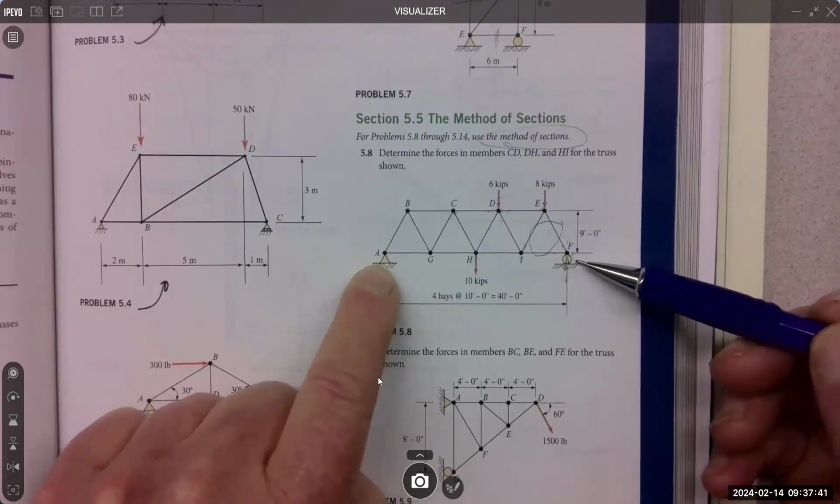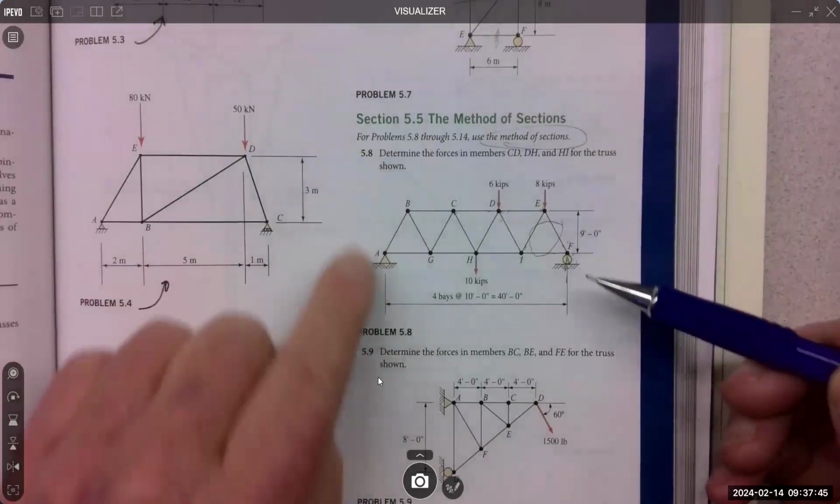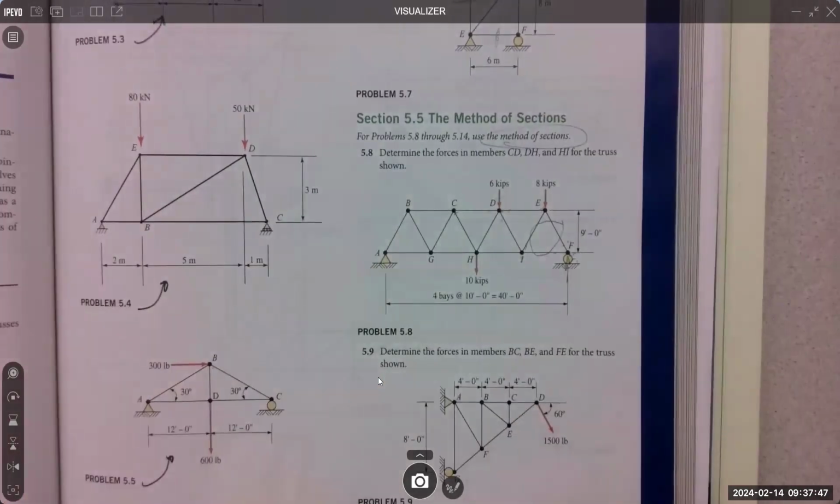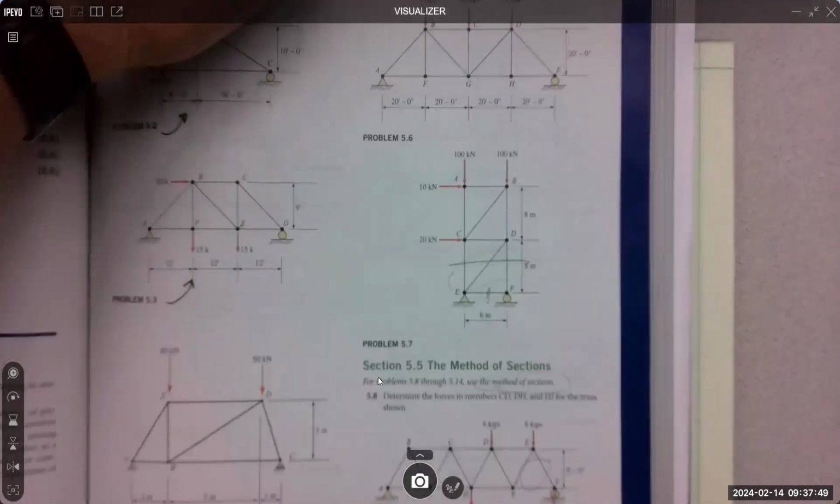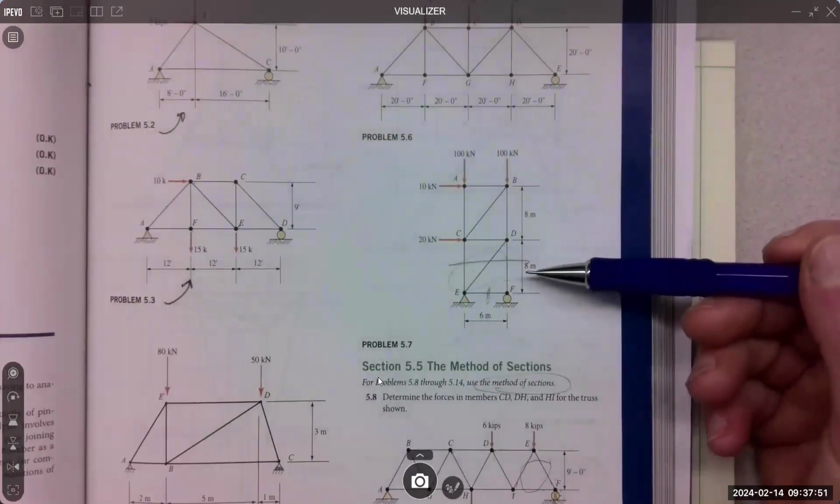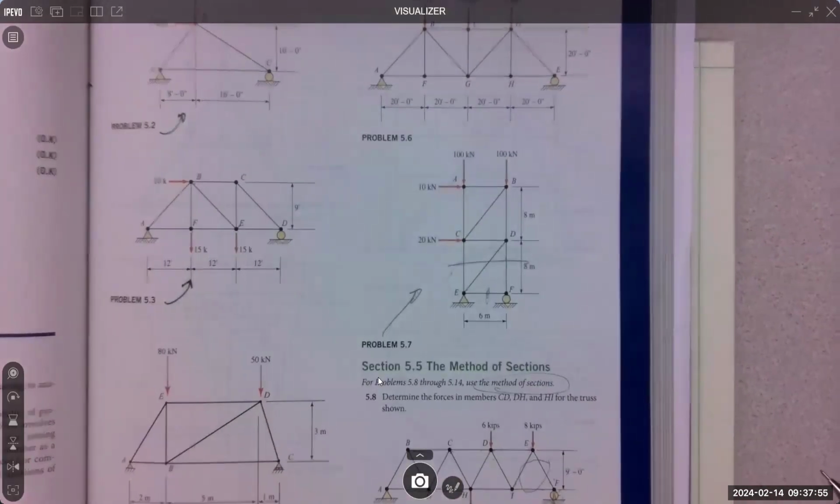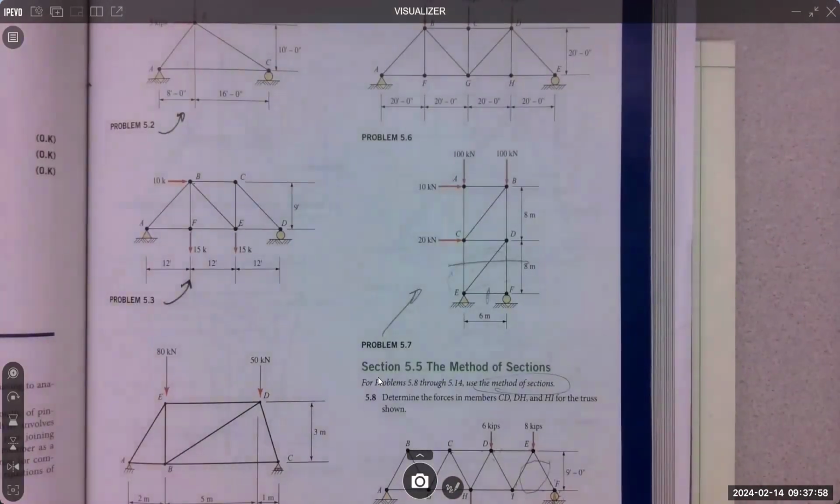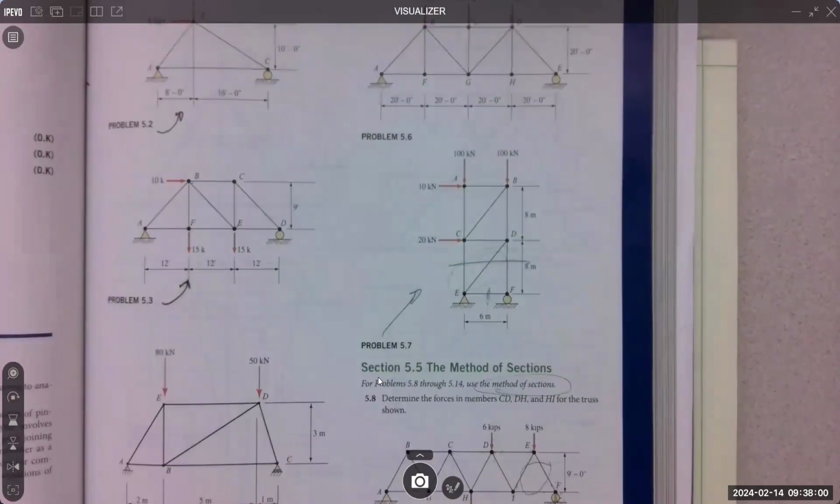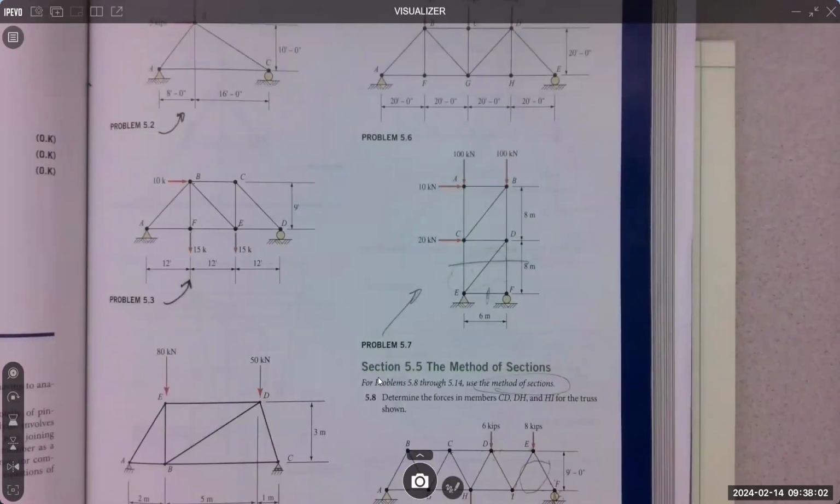Well, anyway, if you don't have a book and you don't know, just make a note. 8 is a pin and a roller. And also 6. Or 7, sorry. 7 is a pin and a roller. No pin stuff. Good? Yeah. All right.